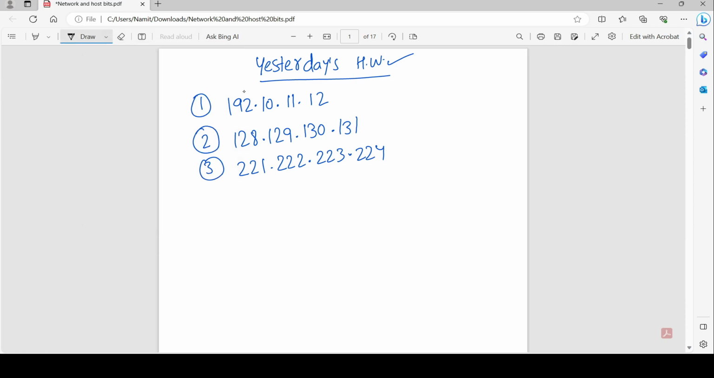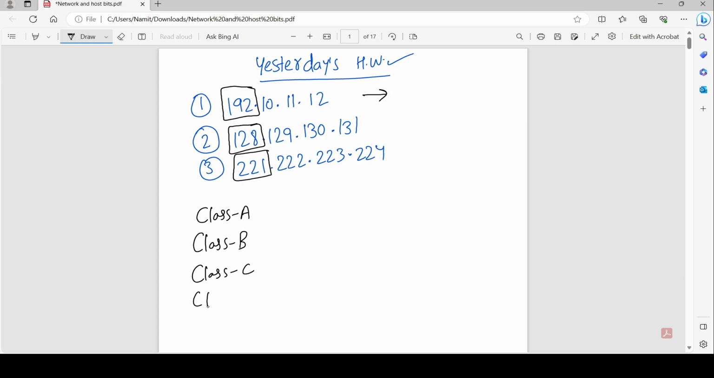If you want to identify the class of an IP address, you are just bothered about what is there in the first octet, and compare that with the range, and your job is done. If it is 192, it would most probably be... rather than trying to memorize everything, there are different classes: class A, class B, class C, class D, and class E.